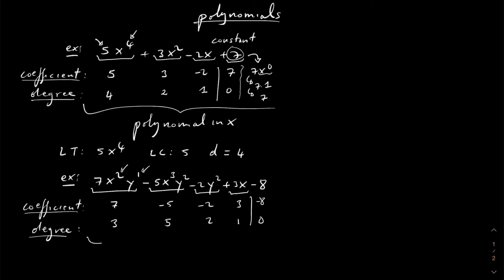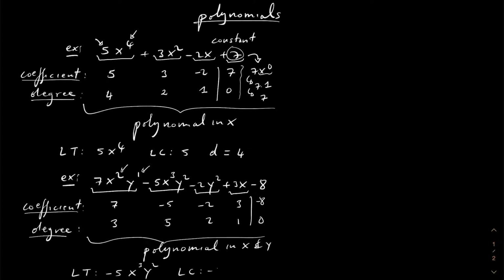So terms that are sitting by themselves without any variables are just called constants. This particular one here is the polynomial in x and y because you have x and y in the expression. The leading term here is going to be the same as before, the term with the highest degree. So it's going to be negative 5x cubed y squared. Leading coefficient negative 5, and then degree is going to be 5.